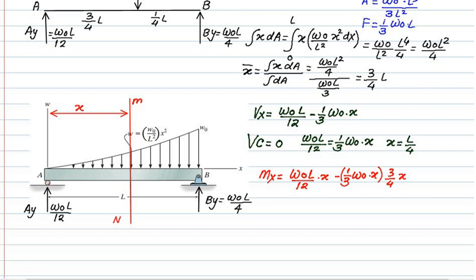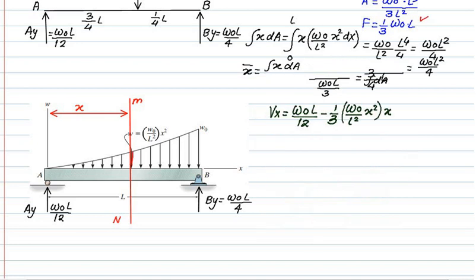Then the area of this figure is equal to 1 by 3 W0x, and the centroid of this one is almost the same as 3 by 4L, that is 3 by 4x. What is the final equation we have? So put x equal to 4 and then find out the maximum bending moment.